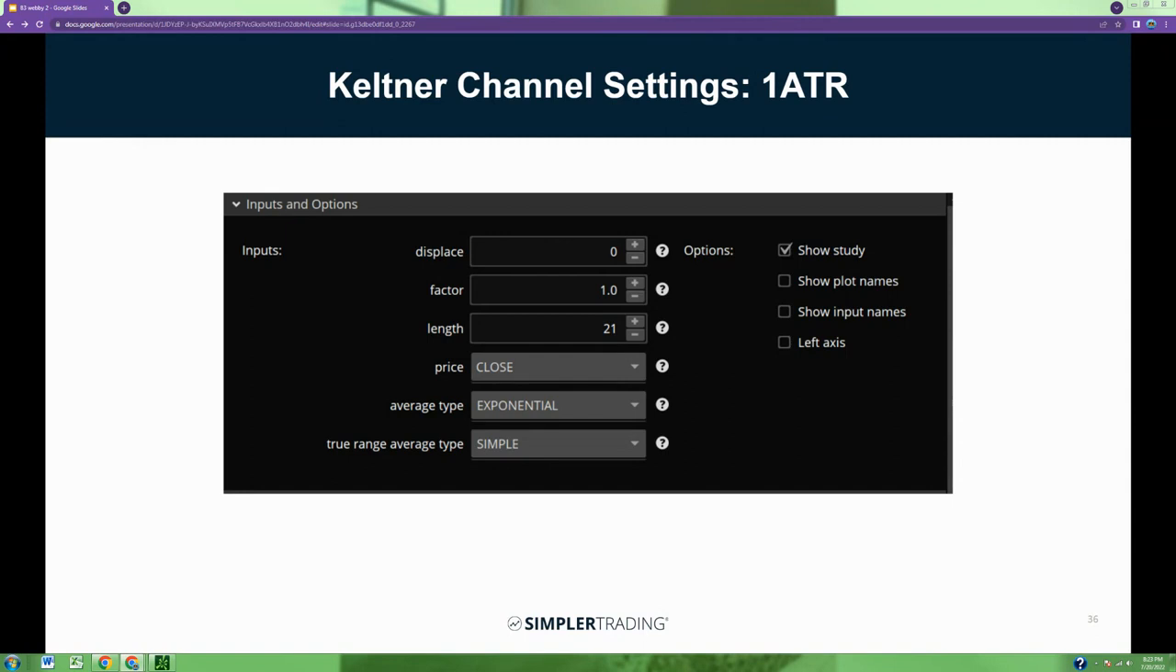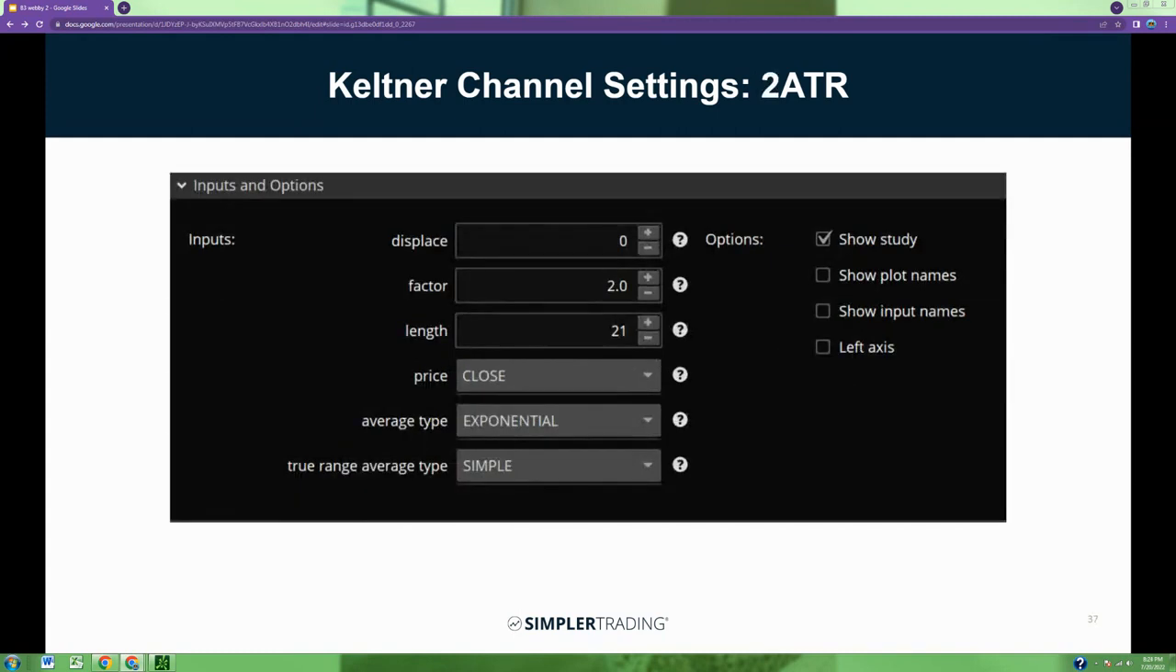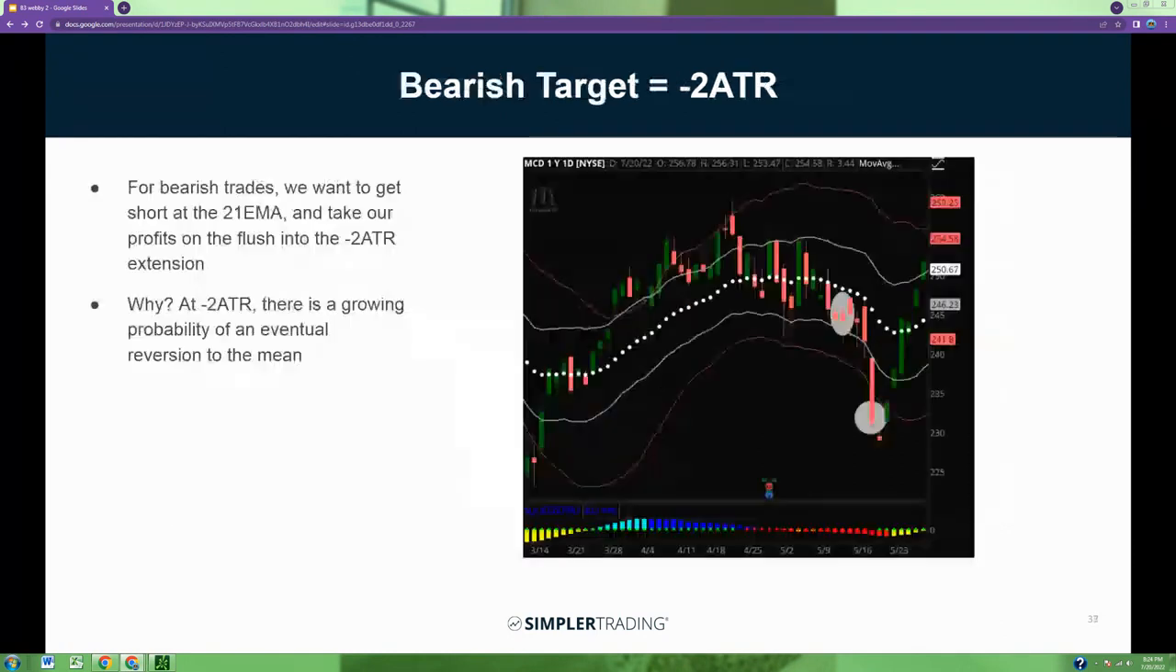Displace of 0, factor of 1, length of 21. Make sure, guys, you change the average type to exponential. If you don't change the average type to exponential, it's not going to line up how it should. And then you'll throw on another set for the +2, -2. Again, make sure you have your average type changed to exponential.